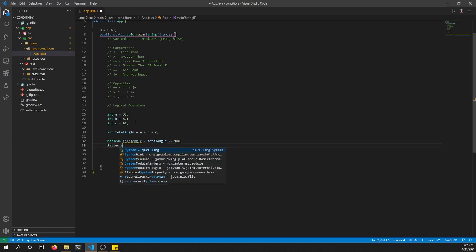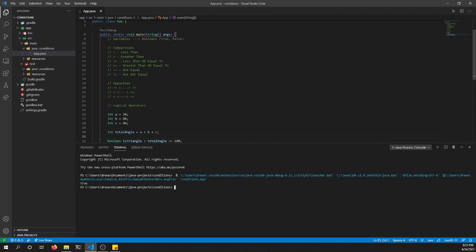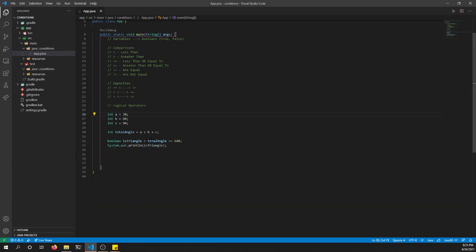And I can say system.out.println isTriangle, and I can run that. So if I run this code, those do add up to 180, but if I am off by just one, it is false. So this is a quick and easy way to use Booleans to check one condition. So this tells me, do I have a triangle?